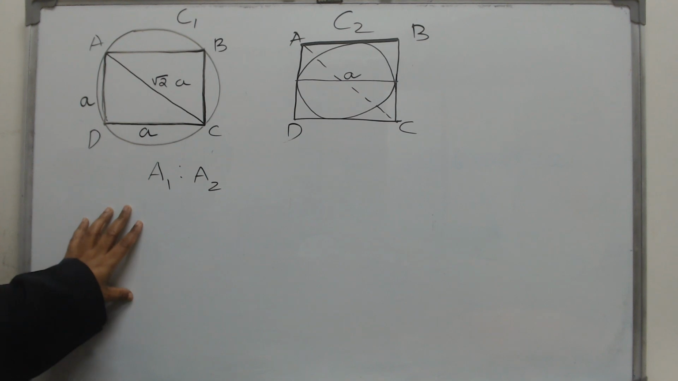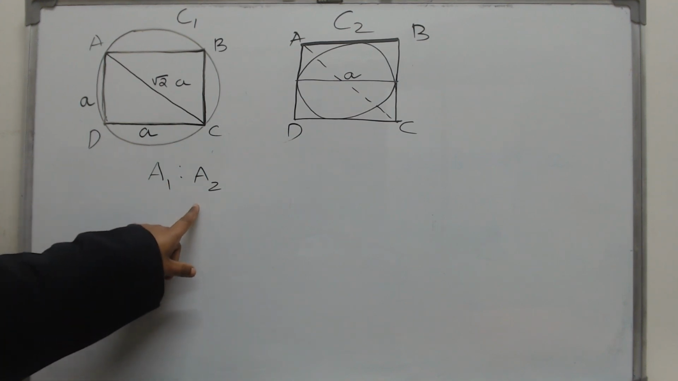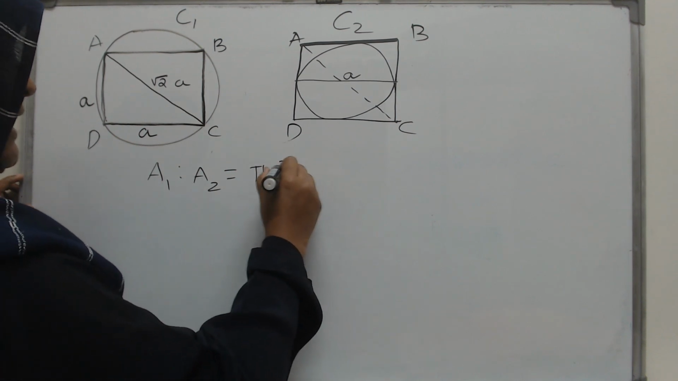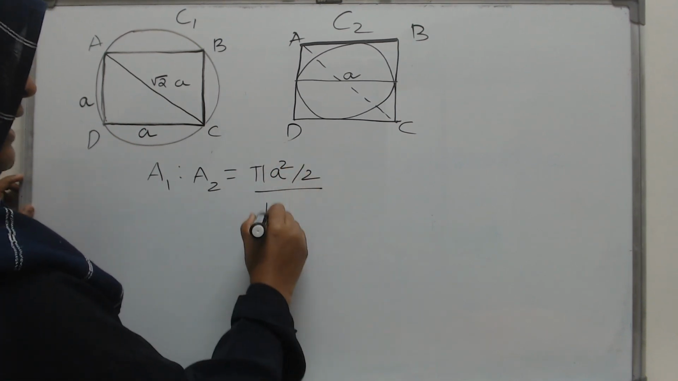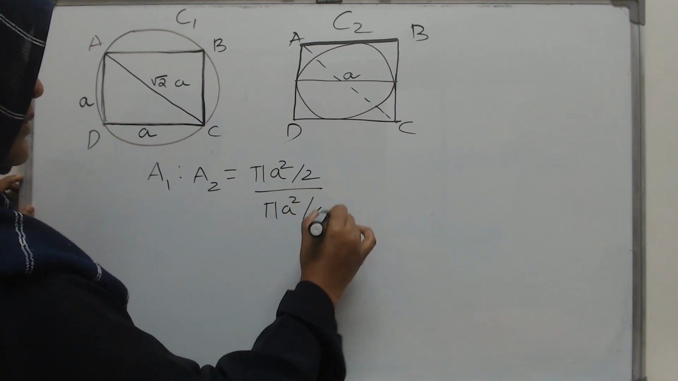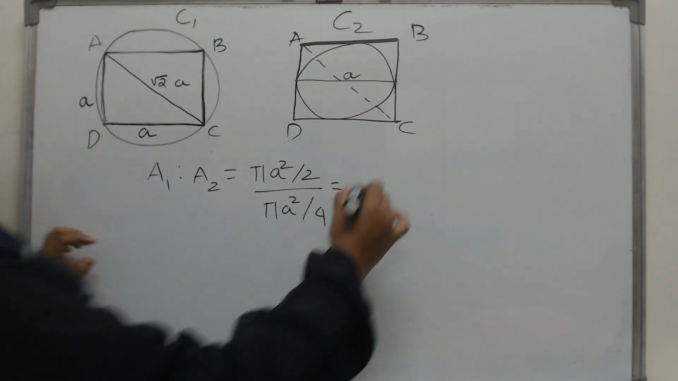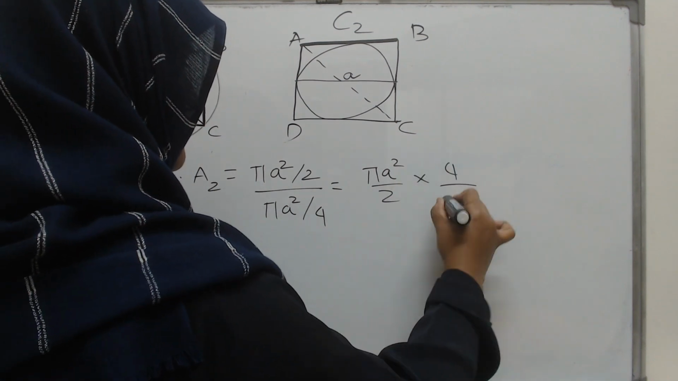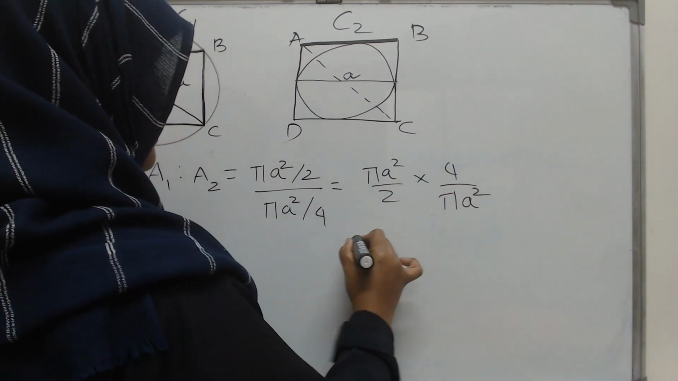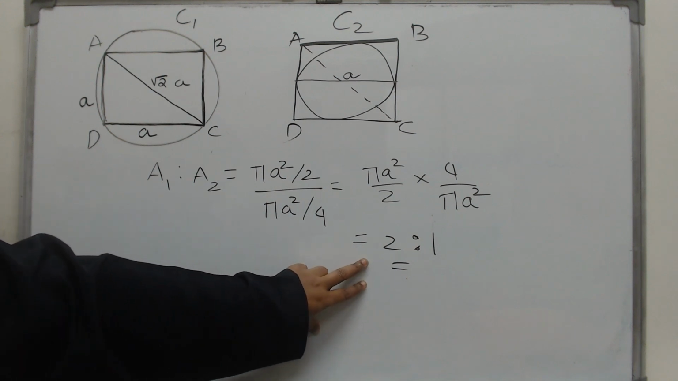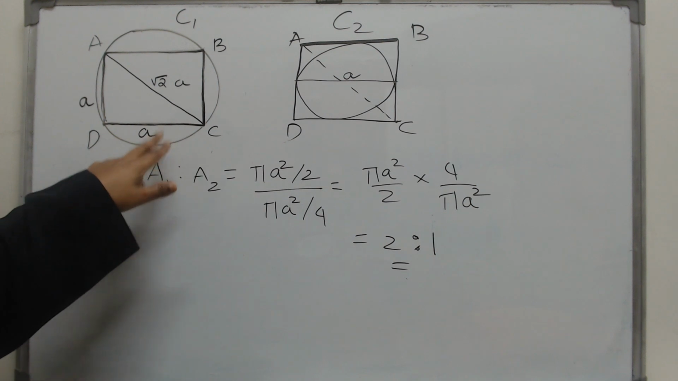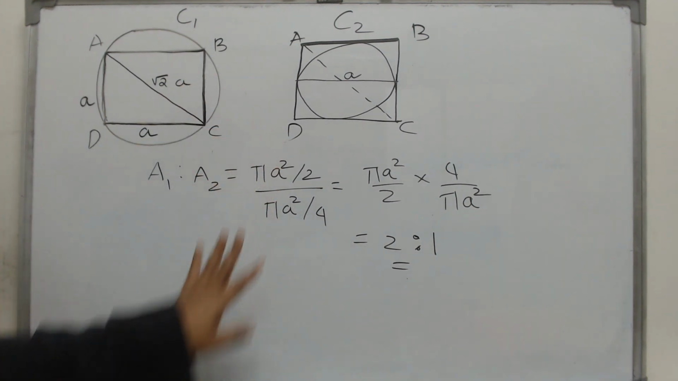Now what was our question? We needed to find the ratio of A1 to A2, which means pi a squared by 2 and the other one was pi a squared by 4. Then what is the answer? So this is the result that we were looking for. The area of the bigger circle is 2 times the area of the smaller circle.